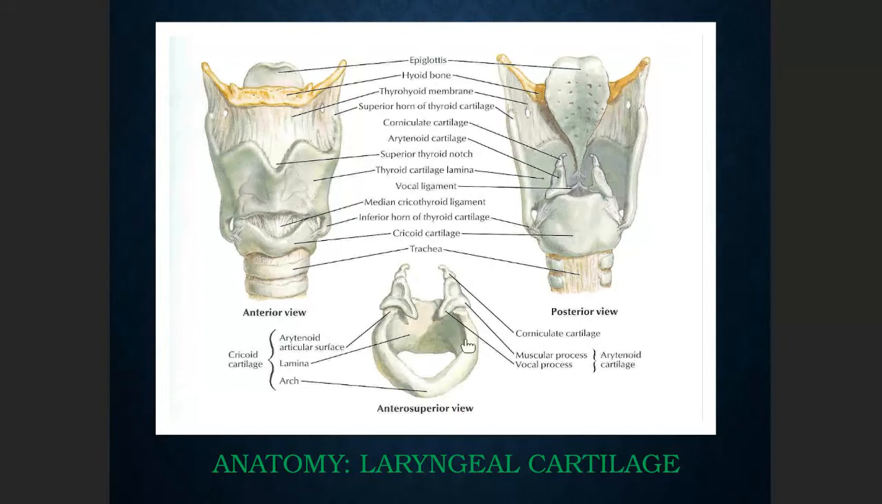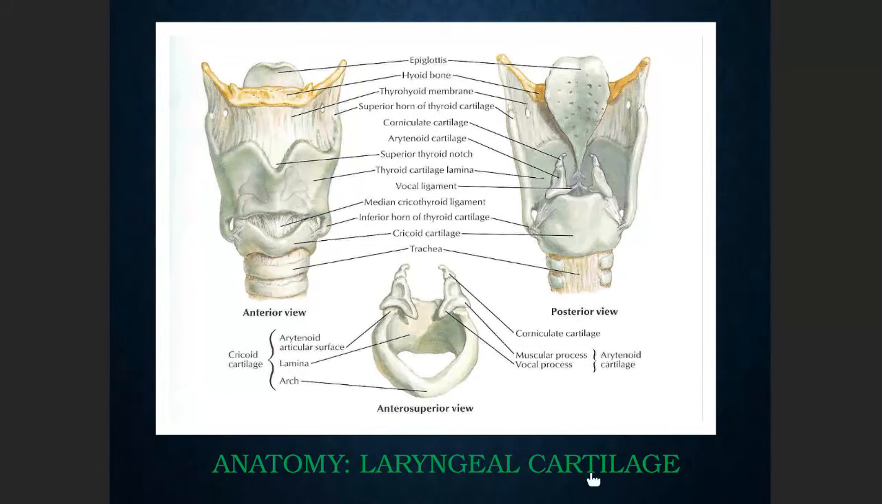Just a very important detail on the arytenoid: it has two processes, the vocal process and the muscular process. The vocal process is attached to the vocal ligament, the vocal fold. You have the vocal fold here and here. So the one attached to the vocal ligament is the vocal process, while the muscular process attaches to muscles like the cricoarytenoid muscle and others. From the posterior view, the shape of the arytenoid and corniculate is more clear as well.